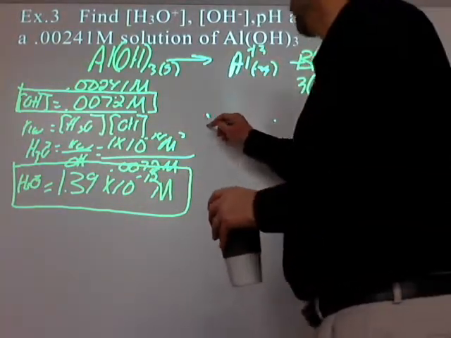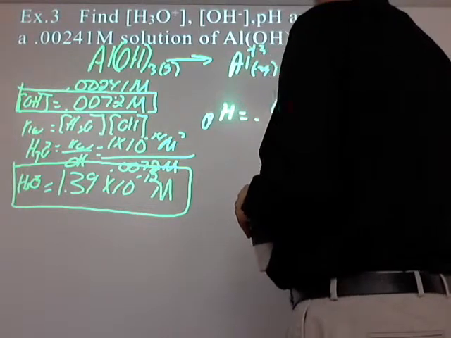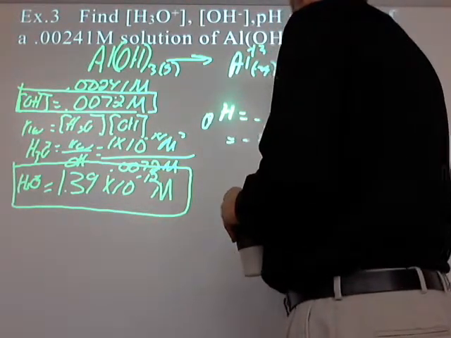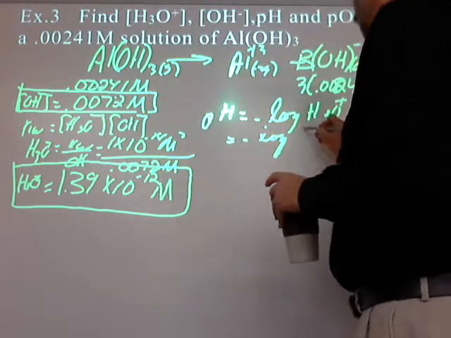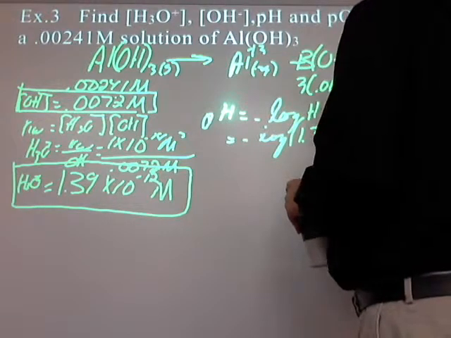The pH will be negative log of the hydronium, which is a negative log. And again, I'm going to need to use my log button on my calculator, 1.39 times 10 to the negative 12th.